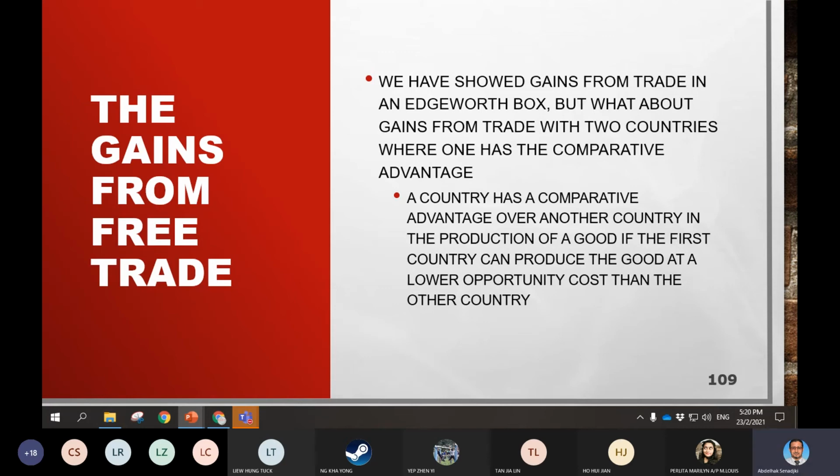You should not confuse absolute advantage and comparative advantage. Talking about comparative advantage means that you compare the opportunity cost of the two countries. For example, if I have goods X and Y, in order to produce one unit of X, I need to forego 2 units of Y. And in another country, in order to produce 1 unit of X, they need to forego only 1 unit of Y. So which one has the comparative advantage? The one with the lowest opportunity cost.